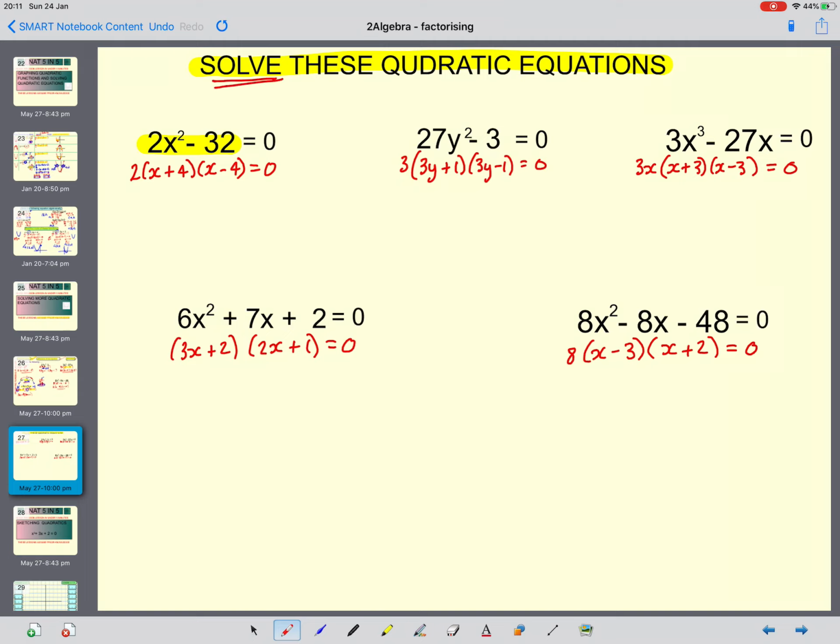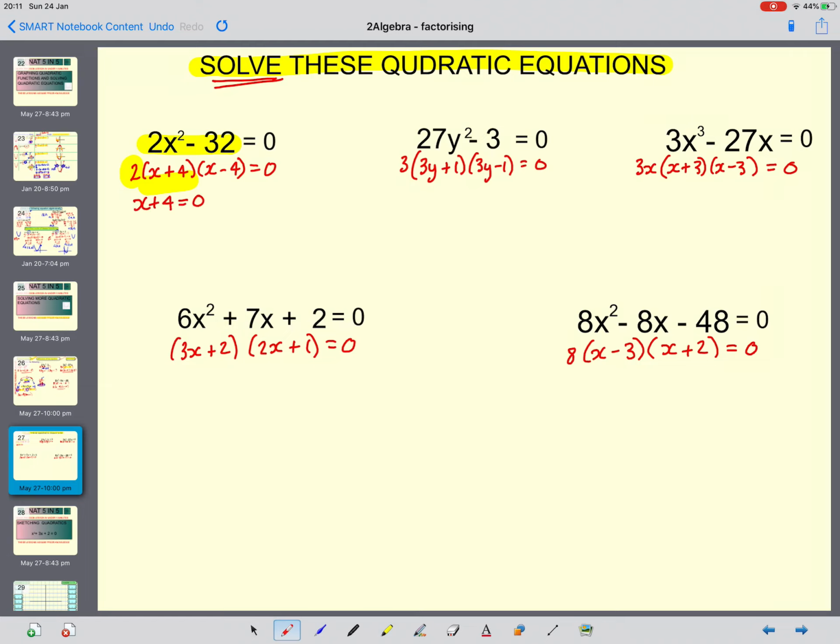So this 2, now this is a huge misconception. This 2 on the outside does not form one of your solutions. That 2 is just there to simplify your factors and make things a little bit easier for you. So like the previous lesson, you're just going to take each bracket and make them equal to 0.